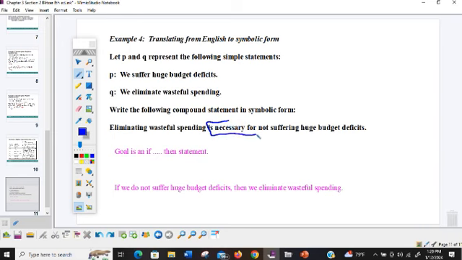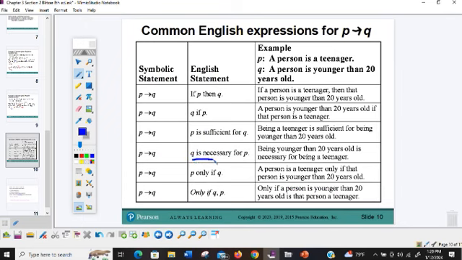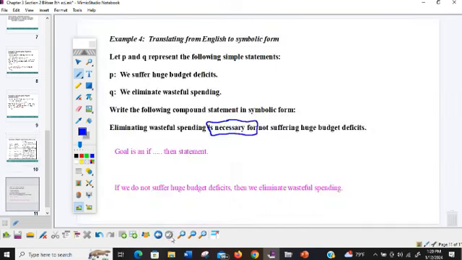I need to go back and figure out what order these are in. Is this the P or is this the Q? We've got to go back and figure it out. Let's see. Necessary for is this one. The Q comes first, the P comes second. So this would be my Q, okay? So eliminating wasteful spending would be my Q.